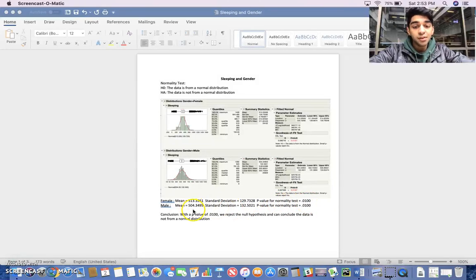And for males, the mean is 504.3495, the standard deviation is 132.5021, and the p-value for the normality test is 0.0100.